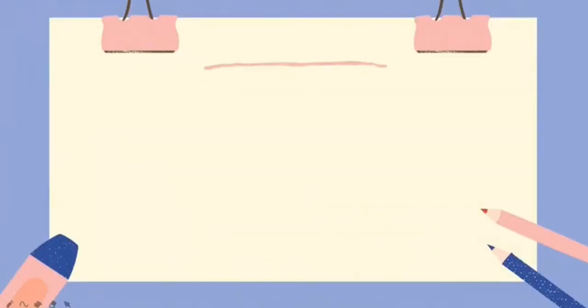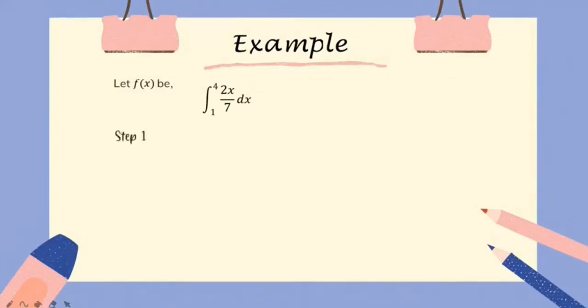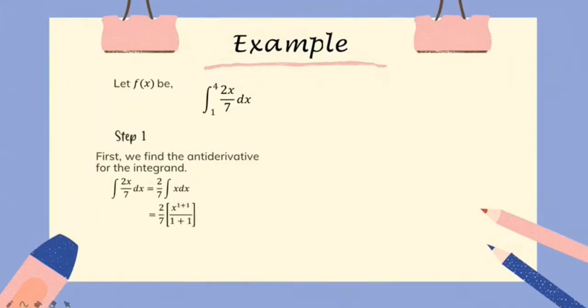So let's continue with the example. Let f(x) be the definite integral from 1 to 4 of 2x over 7 dx. So for step 1, first we have to find the antiderivative for the integrand. First, we take the constant value, 2 over 7, out of the integral, and then we integrate the x. So we get 2 over 7 multiplied by x to the power of 1 plus 1 over 1 plus 1. And then we get 1 over 7 multiplied by x squared plus c.